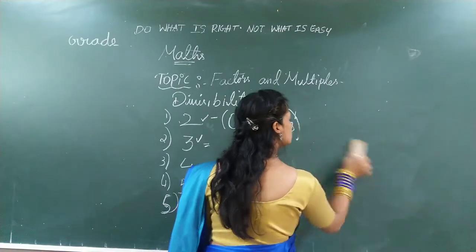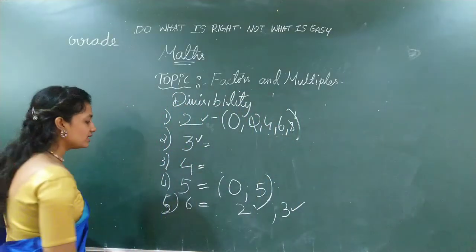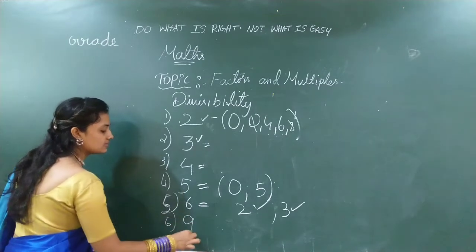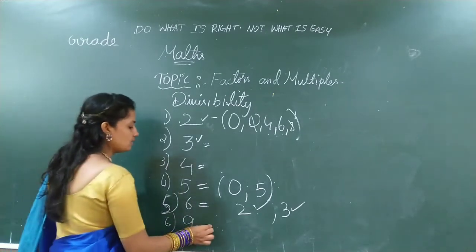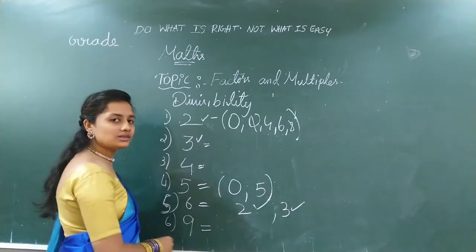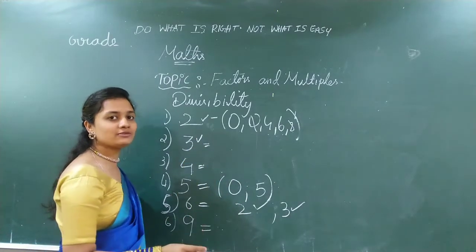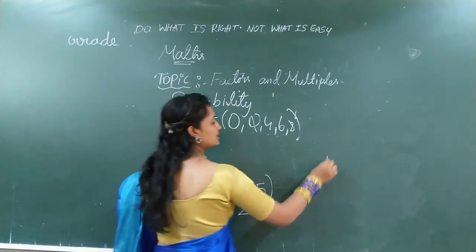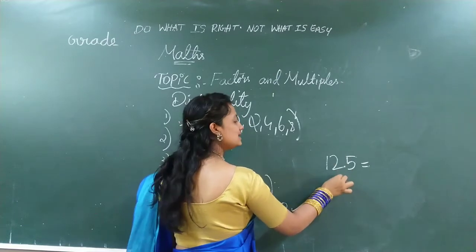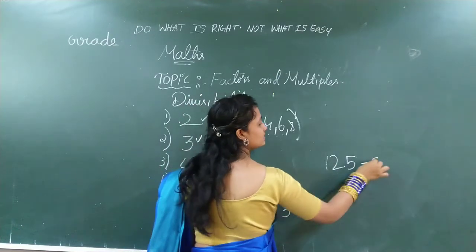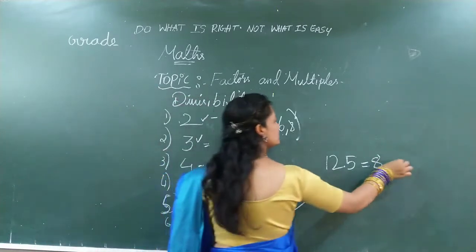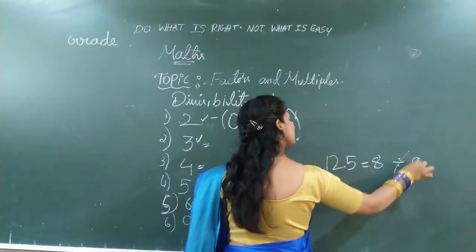Next, we go to divisibility of 9. For 9, just like 3, you should add all the numbers and check whether it is divisible by 9 or not. So let's take an example. 2 plus 1, 3. 3 plus 5 is 8. Do you get 8 in the table of 9? No. So this is not divisible by 9.